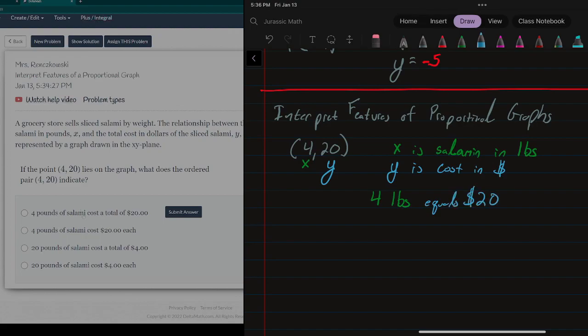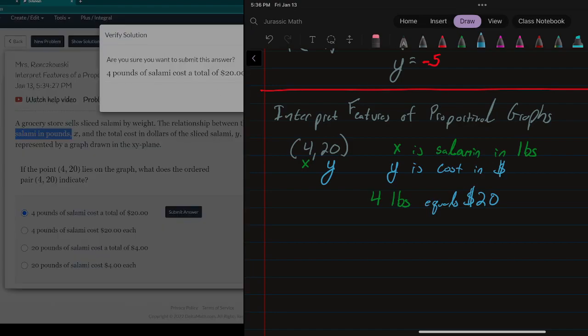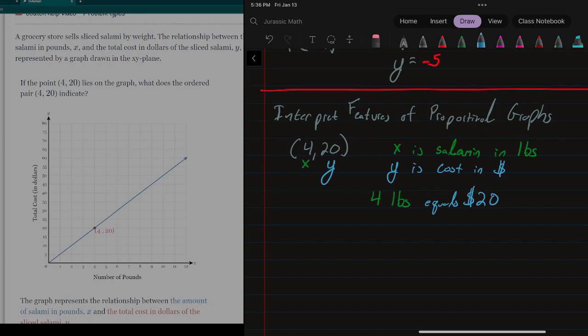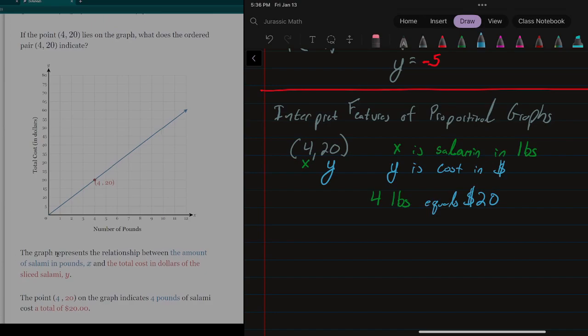So I'm going to look. 4 pounds of salami costs $20. 4 pounds of salami costs $20 each? No. 20 pounds? Nope. So it's between these two. It's going to cost a total of $20 because 4 pounds of salami does not cost $20 each since it's salami in pounds. That means 1 pound. So I'm going to submit the answer for this one. Hit yes. And notice it'll show me on a graph that this is a proportional graph, which means that it goes through the point 0, 0.